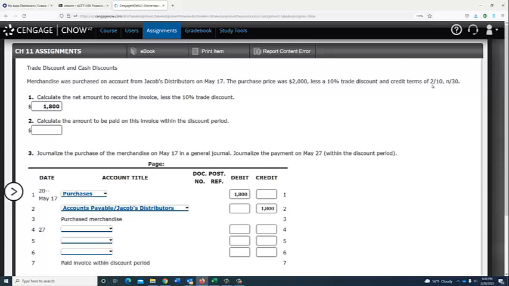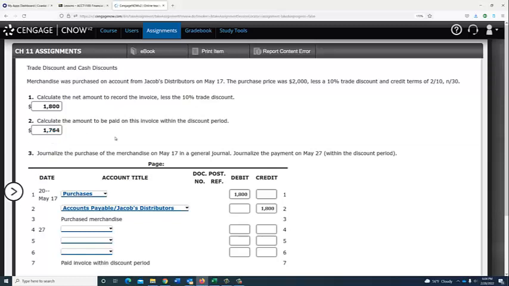Okay, so since we've earned this 2% discount because it was paid within the discount date, we've got 2/10 net 30. So we have a discount of 2%. Now the 2% is not going to go against the 2,000, it's just going to go against the 1,800. So 1,800 times 2% will give us a $36 discount, and if we subtract that from the 1,800, we're going to make our payment for $1,764.